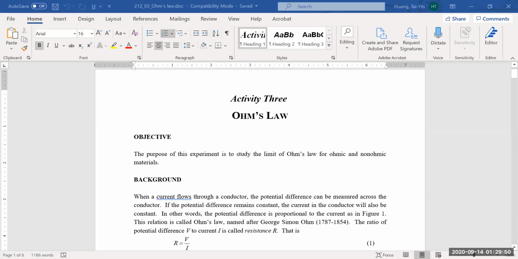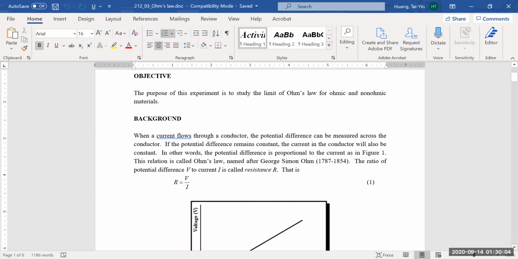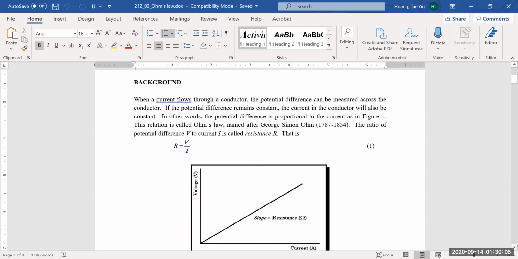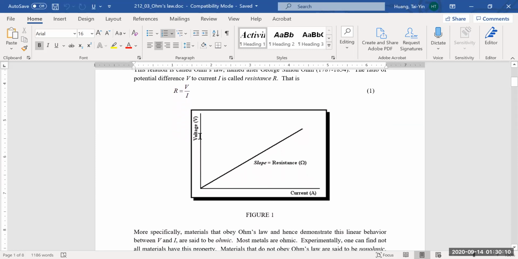All right, so what is the purpose of this experiment? You'll be given different electronic devices, and you want to determine whether each obeys Ohm's law or not. So what exactly is Ohm's law? Ohm's law, in essence, can be represented by this figure, which shows the voltage across the electronic device and the current through the device.